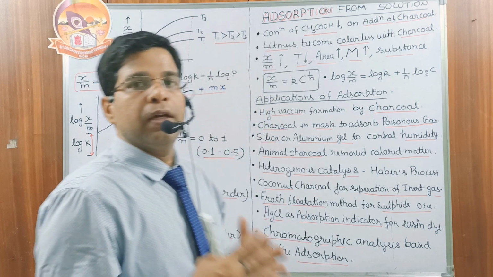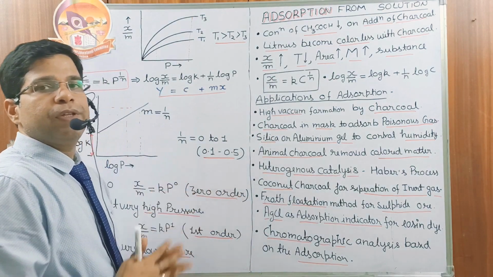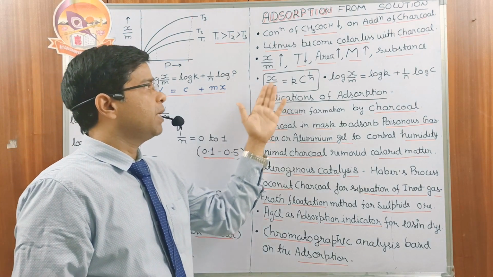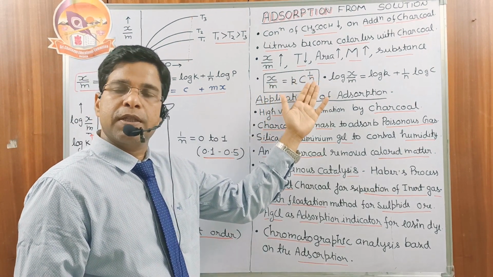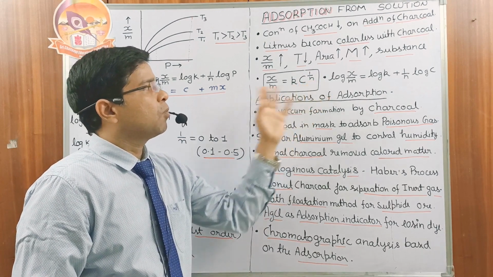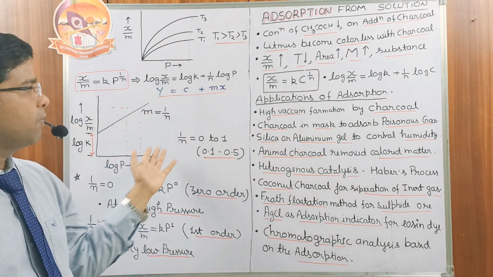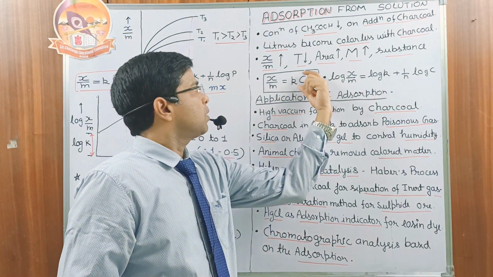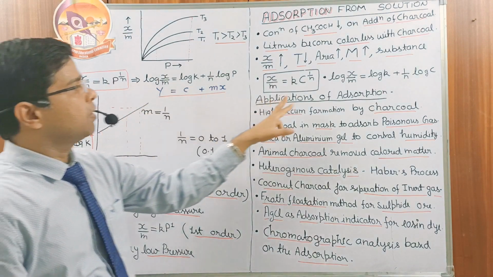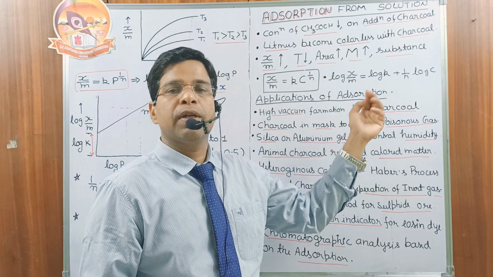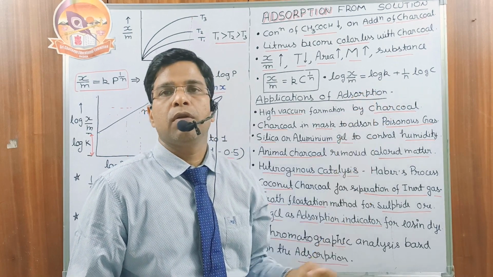Okay, we have a similar equation as in the Freundlich isotherm. The equation is x by m equals k c power 1 upon n. Here k and 1 upon n are constants, like in the previous case. But in place of the pressure, what have we taken? We have taken the concentration. We can also take the log here: log x by m is equal to log k plus 1 upon n log c.